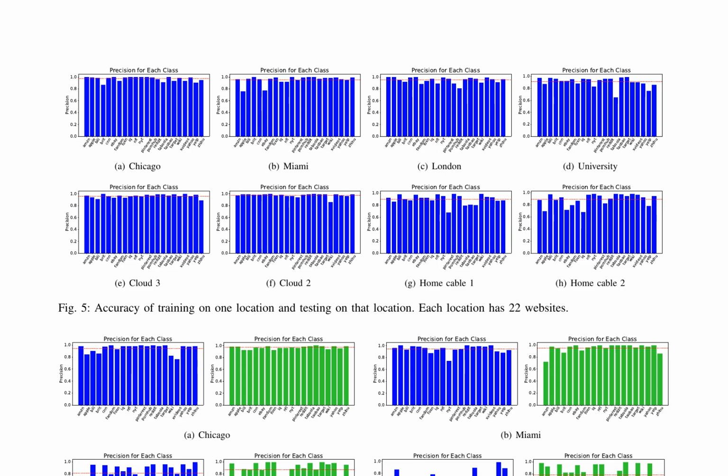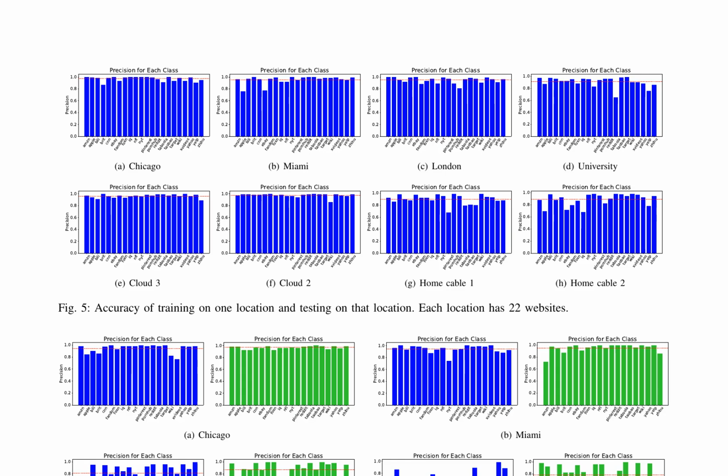The authors also investigate the effect of training on multiple locations and testing on an unfamiliar location, with and without domain adaptation. The results are presented in Figure 6, demonstrating the effectiveness of domain adaptation in improving accuracy.